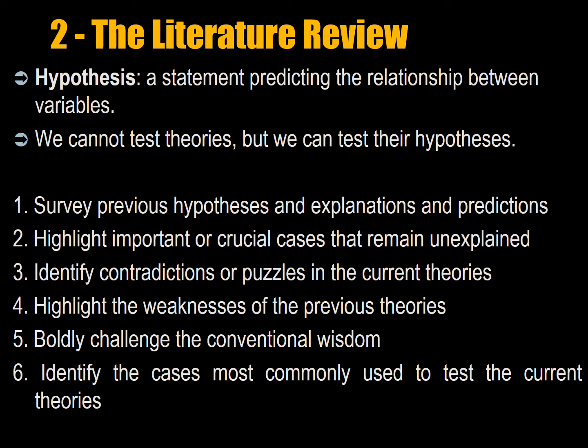So what does the literature review contain? It's not simply a list of books and articles that you read. A literature review is an attack on the current knowledge of the subject. So you want to survey previous hypotheses and explanations and predictions. Right? Explanations are mechanical descriptions of how things work, and predictions are if-then statements. If we see these, then those other things are going to happen. We want to highlight important or crucial cases that remain unexplained. An important case could be the case of, say, World War I. World War I is frequently used as a case of an accidental, unintended, undesirable war, and is used as a model for how a nuclear conflict could break out.